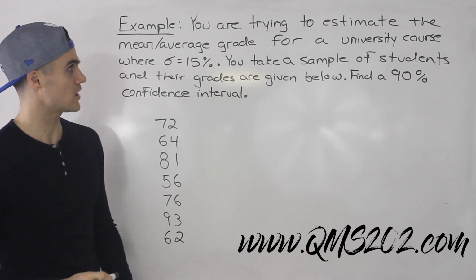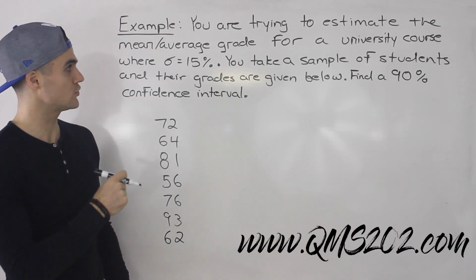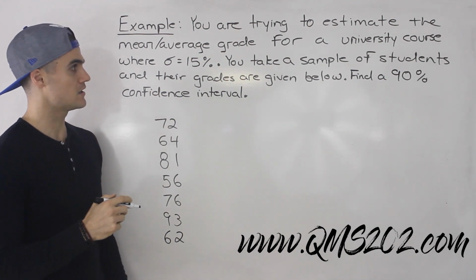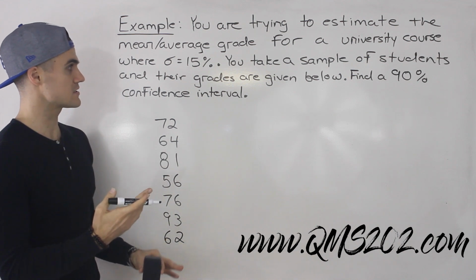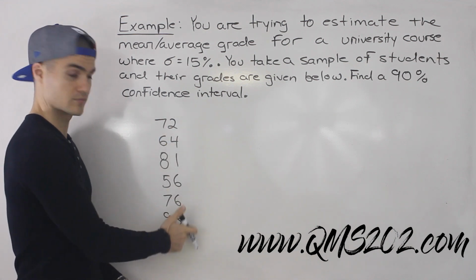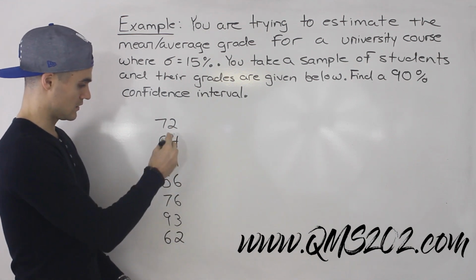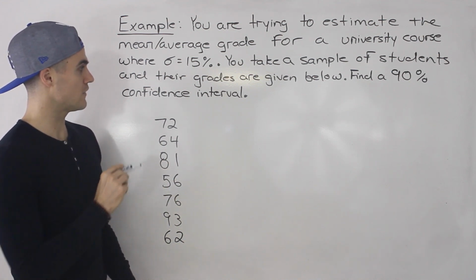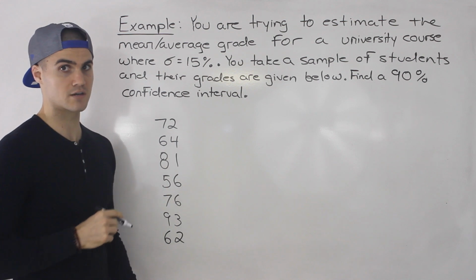In this question, you're trying to estimate the mean average grade for a university course where the population standard deviation is 15%. You take a sample of students and their grades are given below, right? So you took a sample of a bunch of students, got their grades for this university course, and now you have to find a 90% confidence interval.